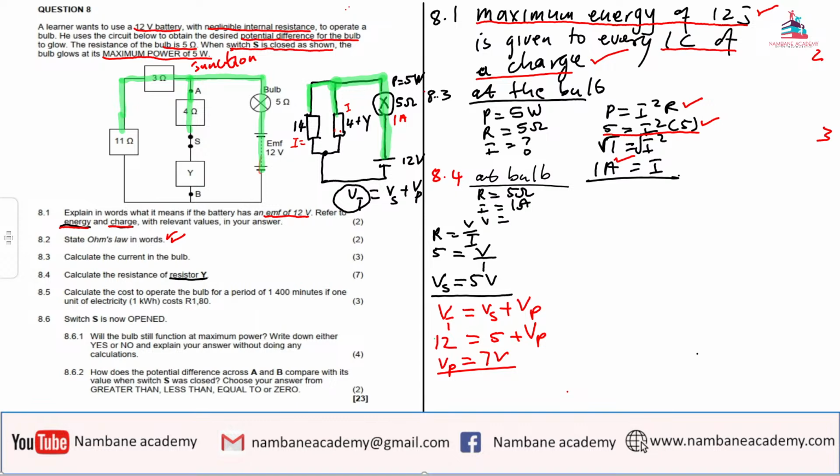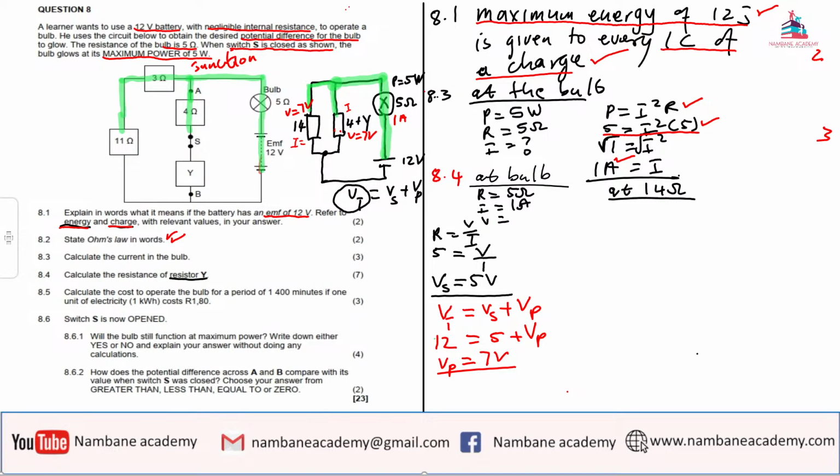Let's write it on the circuit. V here is equal to 7 volts. What is V at 4 plus Y? Also 7 volts. Why? Because the potential difference across parallel resistors is the same. Then the circuit looks nice and easy. So can I now say, okay, fine. Immediately after that, where am I going? Let me go to the 14 ohm resistor.